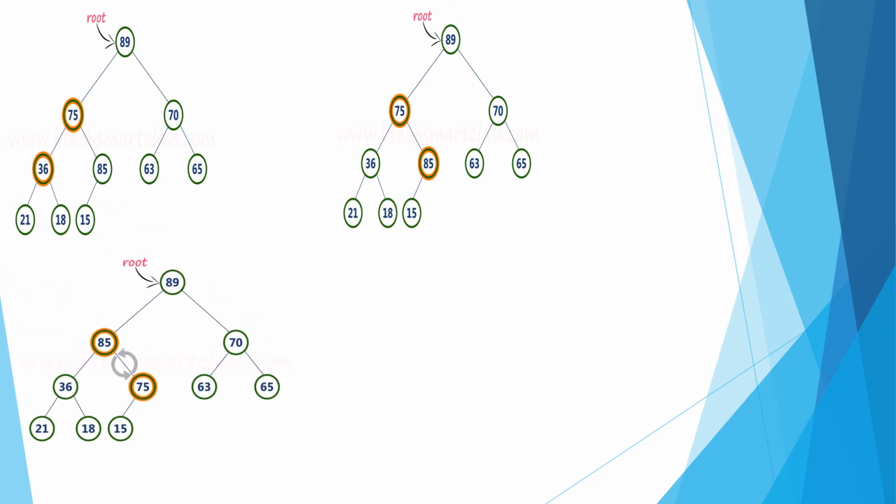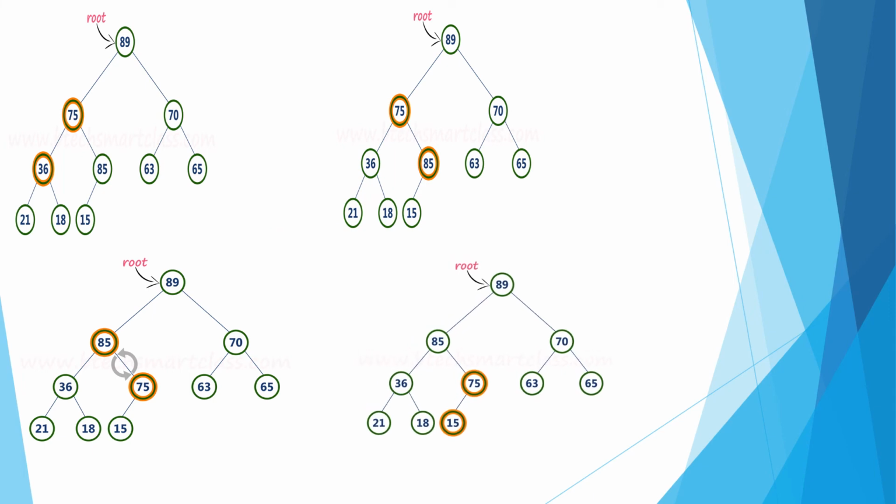Now compare the node with value 75 with its left child 50. The node with value 75 is larger than its left child 50 and it does not have a right child. So we stop the process. Finally, the max heap after deleting the root node 90 is as follows.